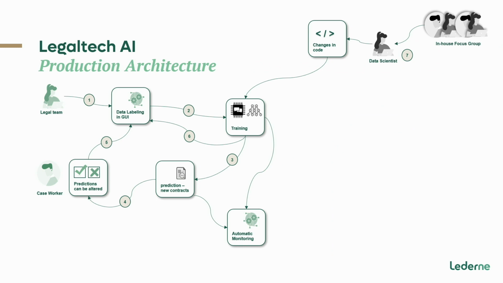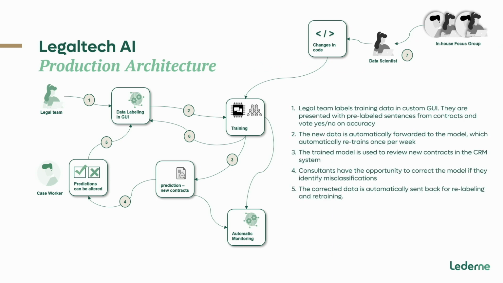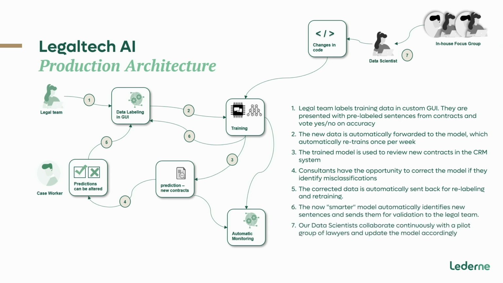Now, the production architecture, I'm not going to spend a whole lot of time on this slide. The point of this slide is basically to say, this is not just an effort that we do in data and analytics, and then we deploy this model and we never see it again. We actually closely collaborate with an in-house focus group, our legal team, and our caseworkers, and we constantly get feedback. This is also a model that the legal team themselves have trained. So they've actually trained this model, and they are also training it live in production.